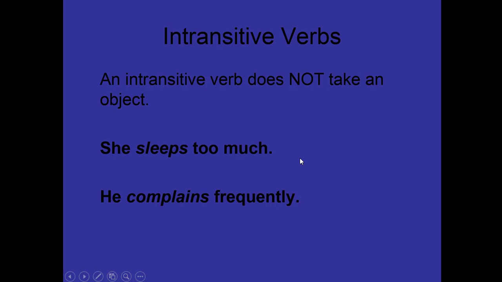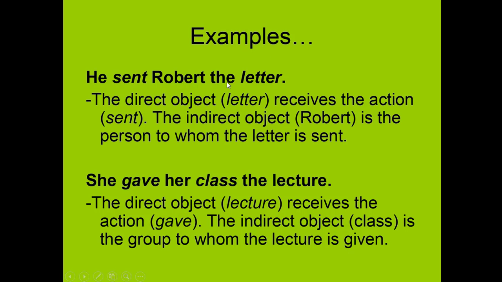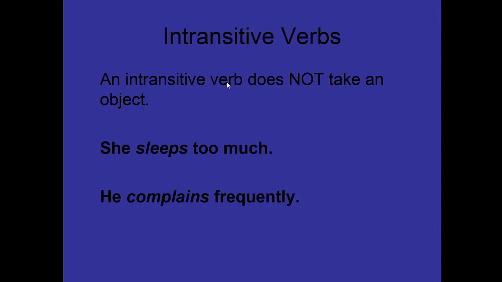Okay. Now let's go to intransitive verbs. An intransitive verb doesn't take an object. In the last slide, we spoke about transitive verbs. Here we will speak about intransitive verbs. It's very easy to know which is the intransitive verb. The intransitive verb doesn't take any object. Okay? Here is an example.